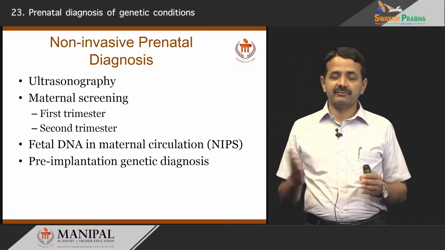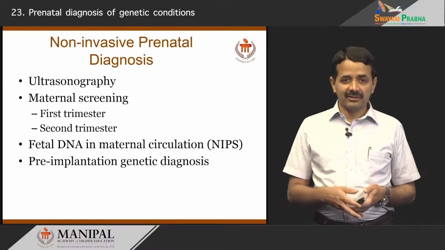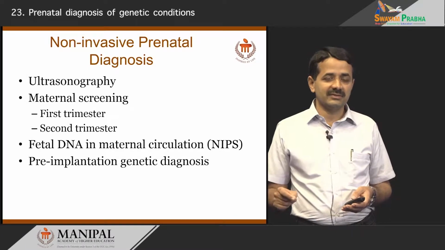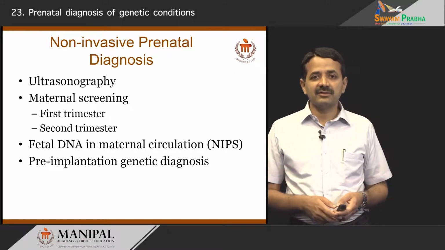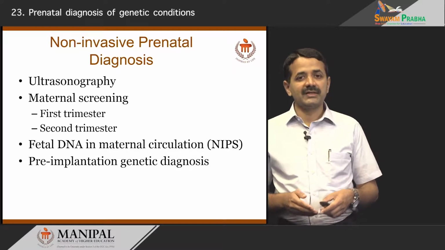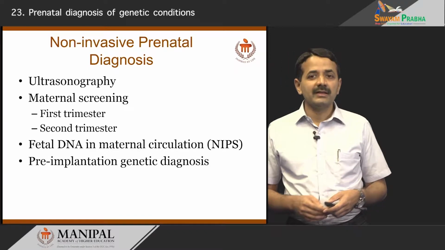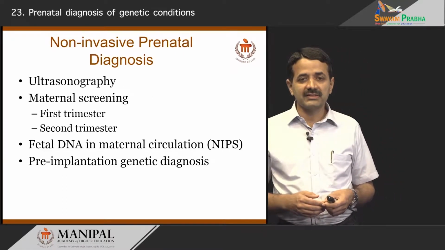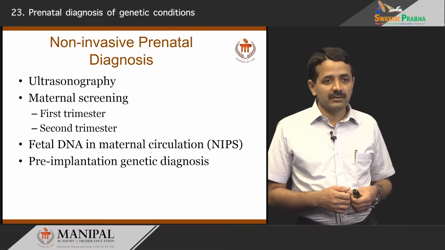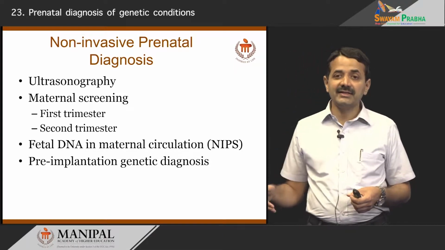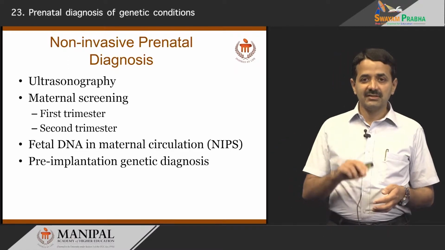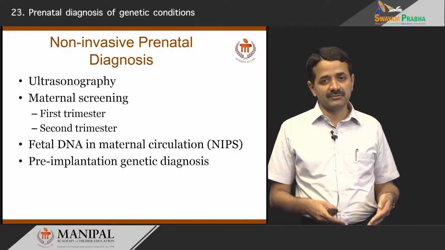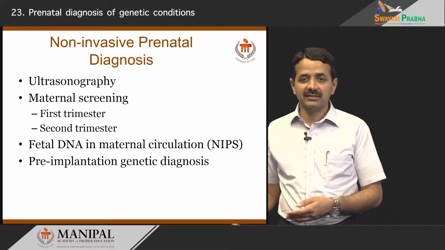One is ultrasonography, where we use ultrasound to detect fetal anomalies, or maternal screening, where we take samples from the mother in the first trimester or second trimester to see whether they are at risk of certain chromosomal abnormalities or neural tube defects and so on. And something which is picking up in recent days is non-invasive prenatal testing, where fetal DNA which escapes into the mother's circulation is analyzed to see whether the fetus has risk of an aneuploidy like Down syndrome, trisomy 18, trisomy 13.